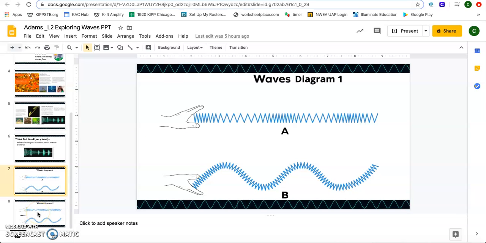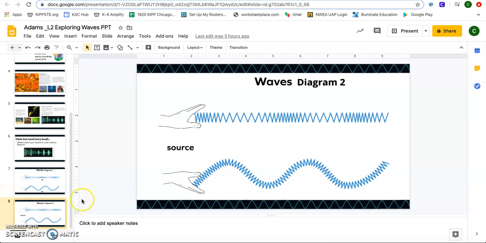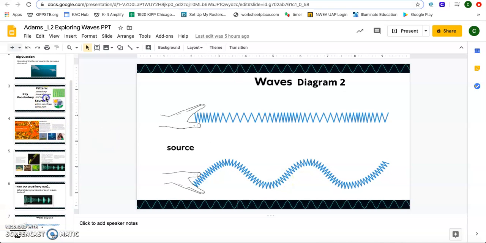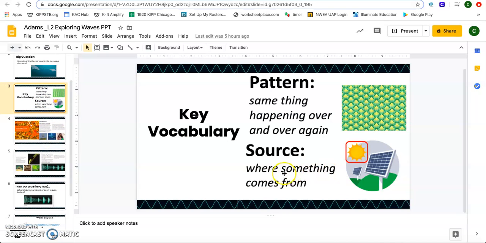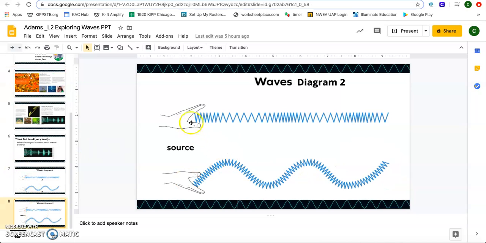As we think about those two diagrams, I want us to think about the source of the diagram. If we think back to our vocab word, source is where something comes from. The source of those waves was what? Where did those waves come from? The waves came from the hands, right? The guy used his hands for the slinky in the video, and the guy used his hand for the rope in the video. So their hands were the source.